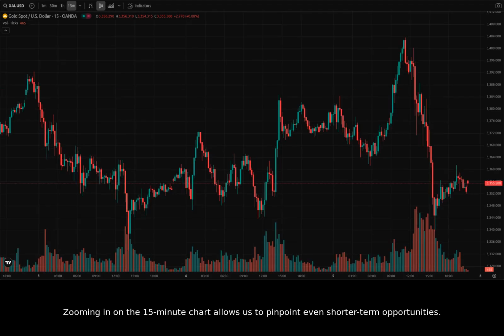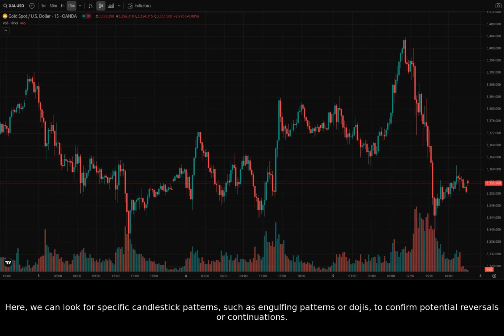Zooming in on the 15-minute chart allows us to pinpoint even shorter-term opportunities. Here, we can look for specific candlestick patterns, such as engulfing patterns or dojis, to confirm potential reversals or continuations.